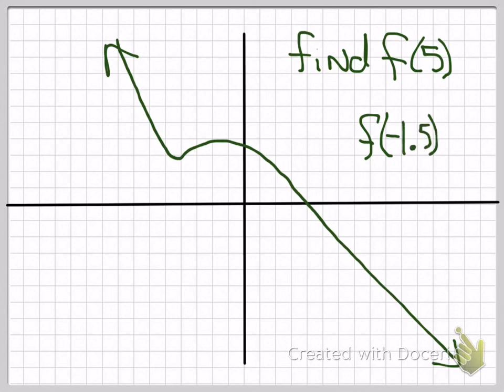Well, where is f of 5? You go over to the 5 on the x, so 1, 2, 3, 4, 5, and then find that point on the line. So I'm going over to 5, find that point on the line, there I am, and notice I'm at negative 1, so f of 5 would be equal to negative 1. F of negative 1.5, well, negative 1.5 is between negative 1 and negative 2, so something like right there. And that would be at about 4, so I would say f of negative 1.5 is equal to 4. That pretty much covers it for now.